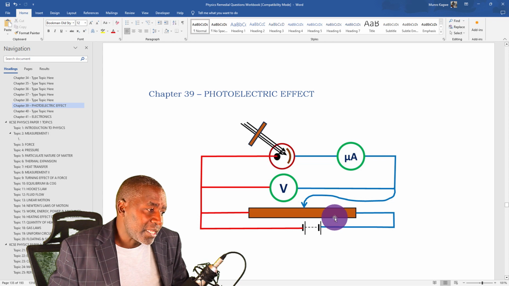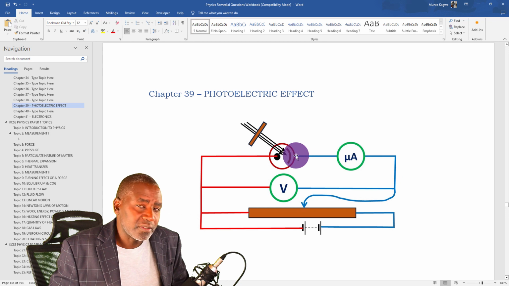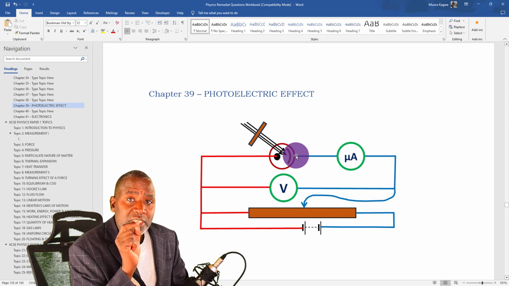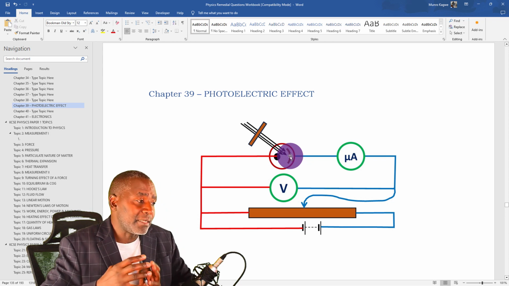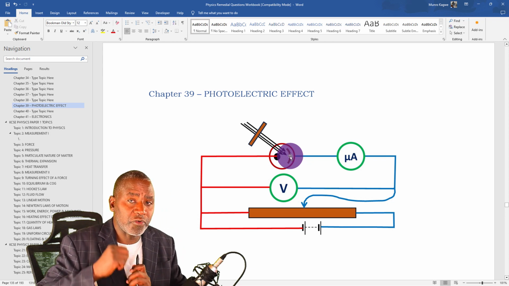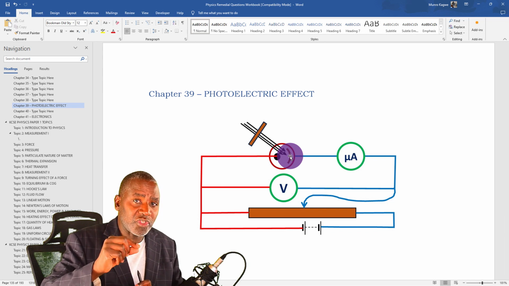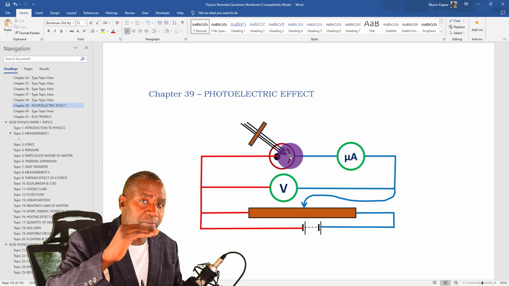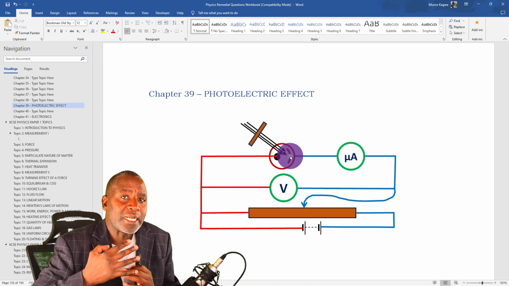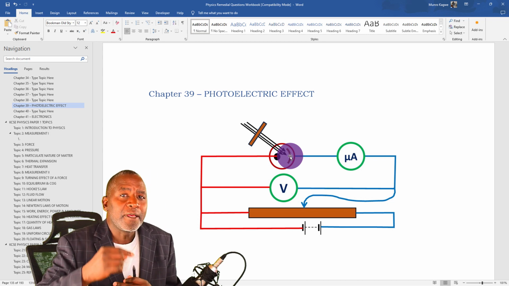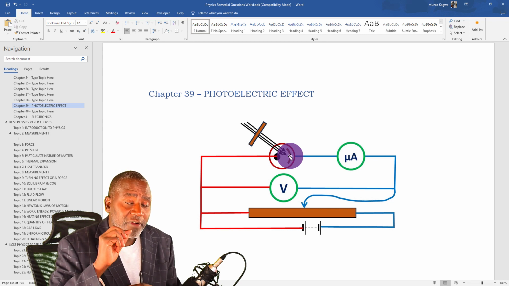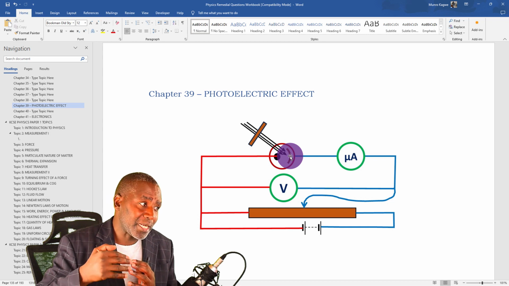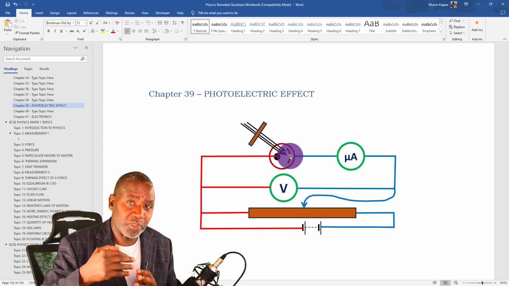Observe that the positive side of the battery, if you follow it, is connected to the cathode. That is important because we want the electrons which are produced here to be held back by that positive potential. We've connected the positive potential to the cathode so that any electrons removed from the metal surface are held back. It's like a magnet which holds them back.